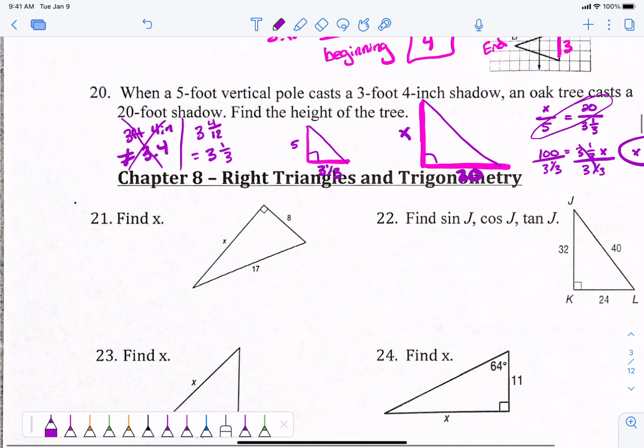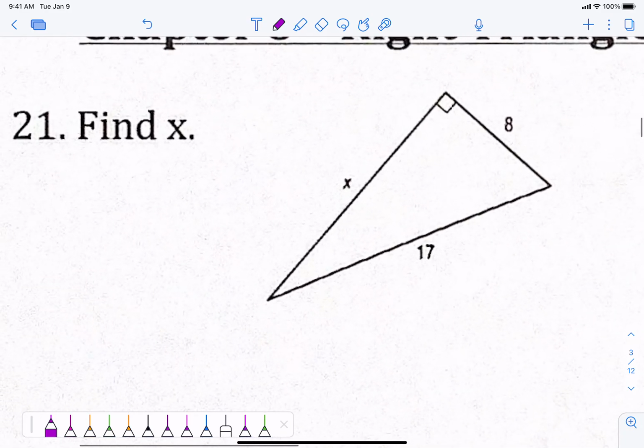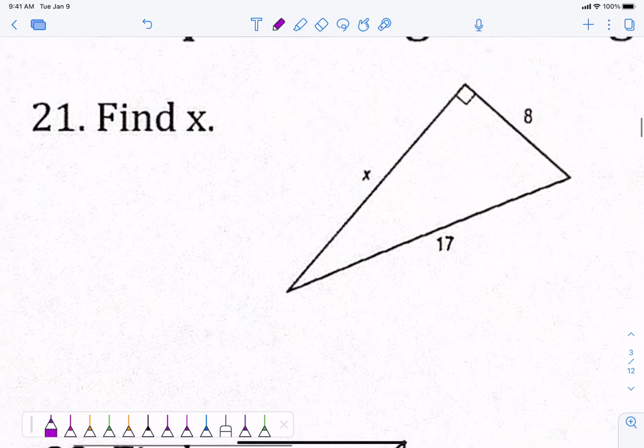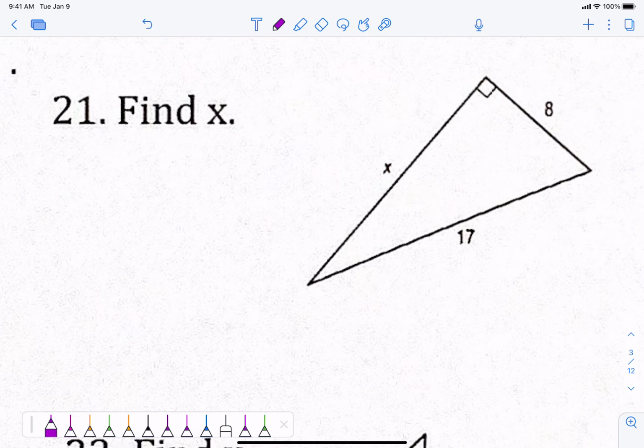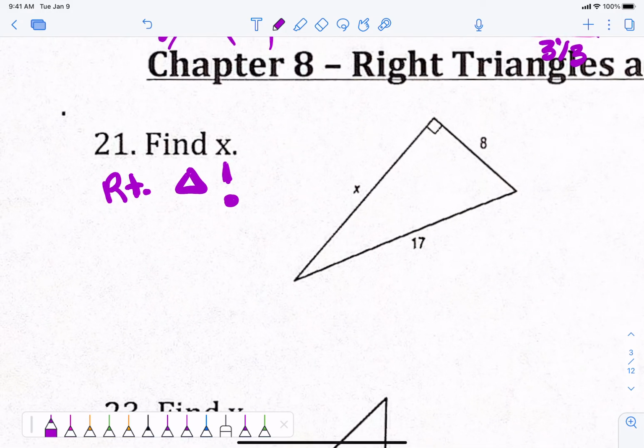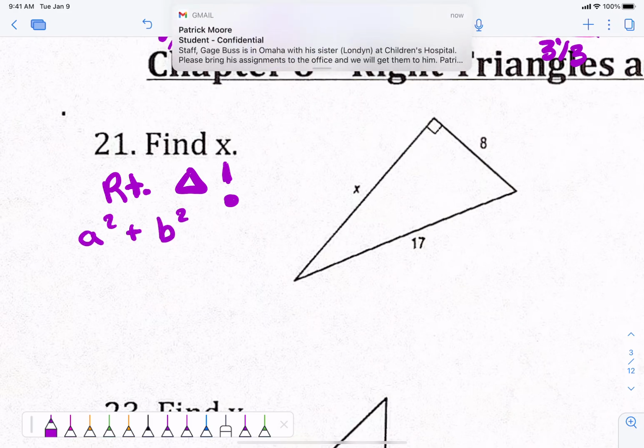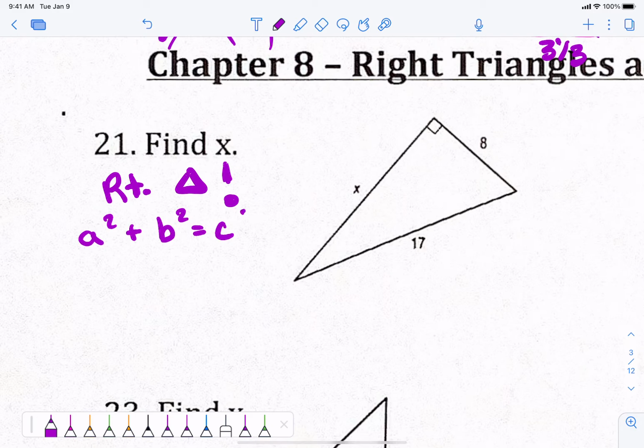Okay. All right, find x. How do you find x on 21? The Pythagorean theorem. How do you know you can use the Pythagorean theorem? Because it's a right triangle. Equals 17 squared. This one comes out perfectly, actually, if you can remember your triples. Which one is C?